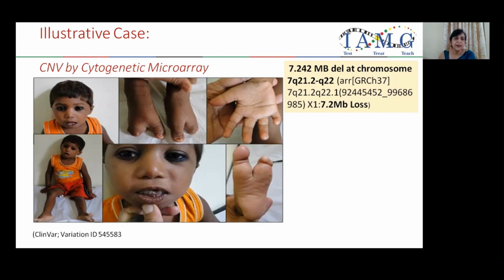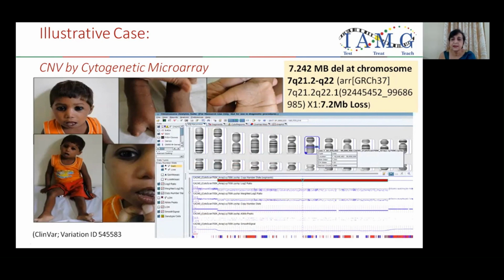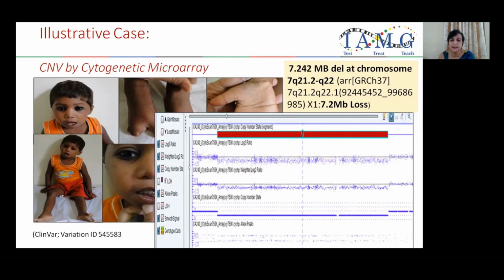This is a representative case where the child has microcephaly, intellectual disability, as well as ectrodactyly, which you can see in the feet. A 7 million base pair deletion was detected on chromosome 7, and this is seen as the loss of probes, with only one copy. You can see the ratio in the deleted region shown by the red bar, and below that there are thousands of probes, and they have only one copy, indicating that there is a deletion.